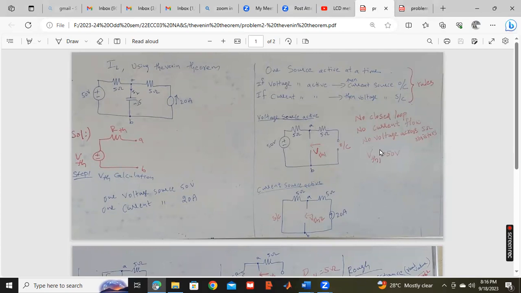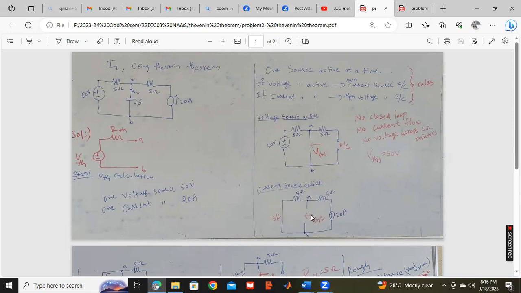Okay. Now, case 2, we are making the current source active and the voltage source inactive. Voltage source inactive means we are making it short circuit. Then across AB, we have to calculate V Thevenin. The current source is in active condition, so there is a closed path. Current will flow in this direction. So the voltage here is 5 into 20, which is 100 volts. The same current will flow in this 5 ohms also. Here also 100 volts. Okay.